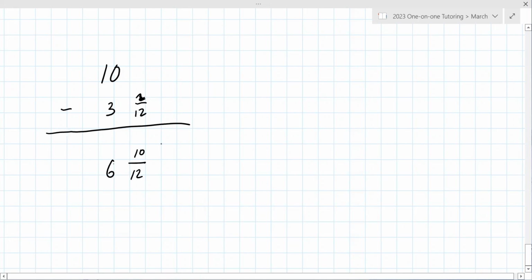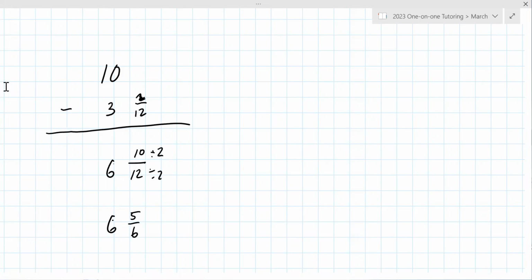Okay, so can you reduce 10 over 12? Oh, I forgot that. Yes, we can reduce it. So let me just reduce this really quick. Okay, I got it. What's your final answer? 6 and 5 over 6. Yes, very good. Okay, you've got it. You've got it here.